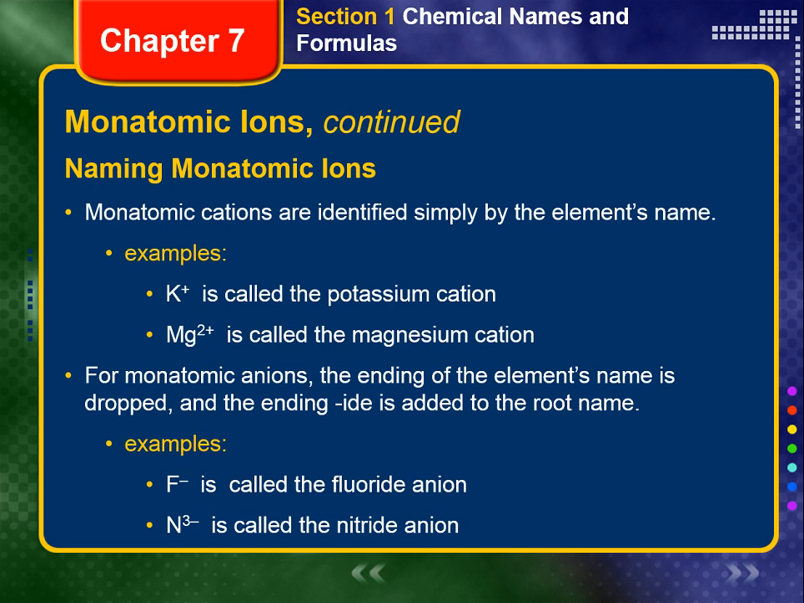Naming monatomic ions. Monatomic cations are identified simply by the element's name, as illustrated on page 204 of your text or on the top of the screen now. Naming monatomic anions is slightly more complicated. First, the ending of the element's name is dropped. Then, the ending -ide, pronounced "ide," is added to the root name, as is illustrated at the bottom of the screen now or on page 205 of your text.